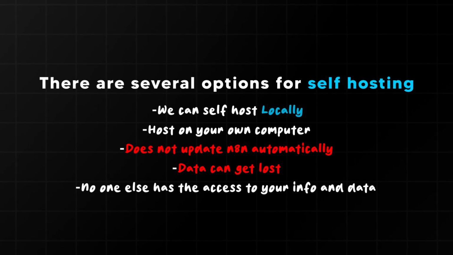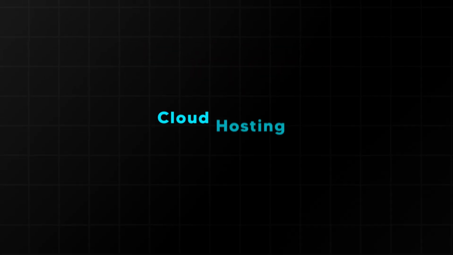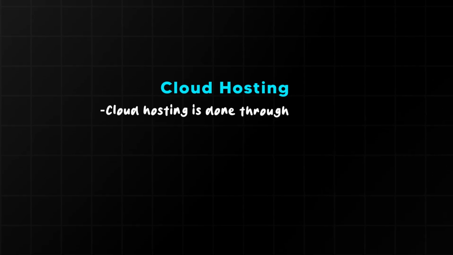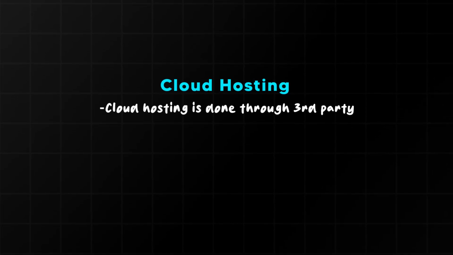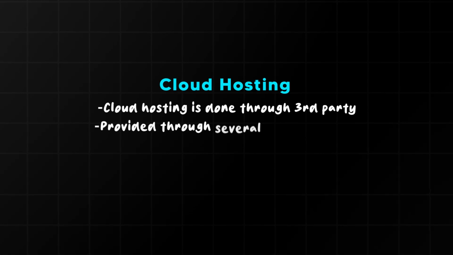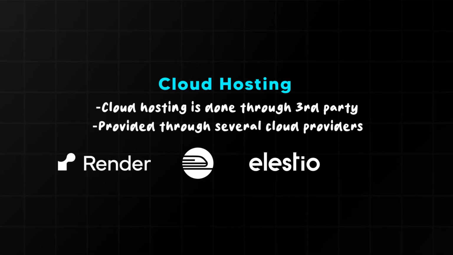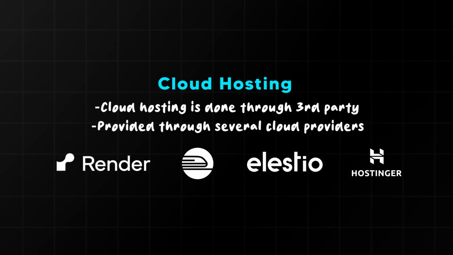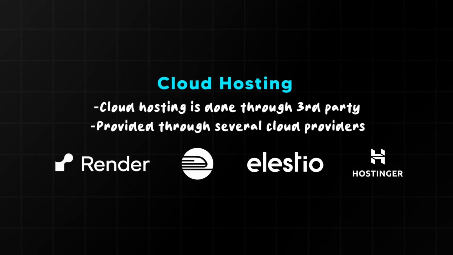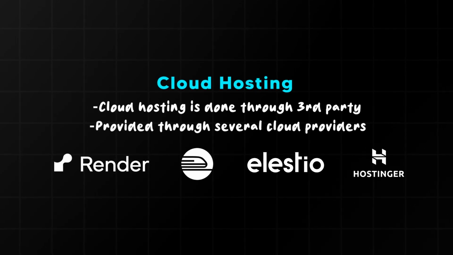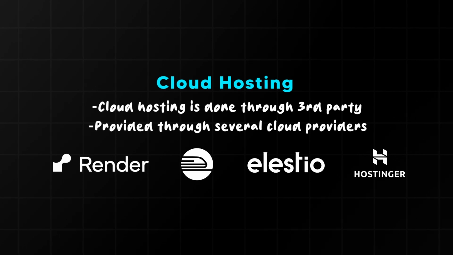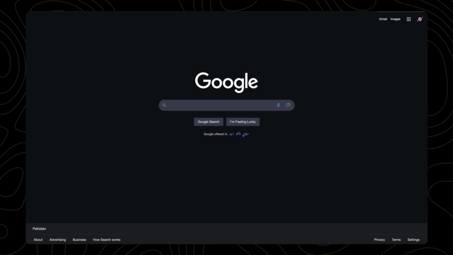So what others do is they host with a cloud server. A cloud is hosted through a third party. You're not using the n8n cloud. This cloud can be provided to you by different cloud providers such as Render, Railway, Elestio, and Hostinger. These are a few of the names. You could also check out others yourself. The cloud hosting can automatically update n8n, but with a price to pay.